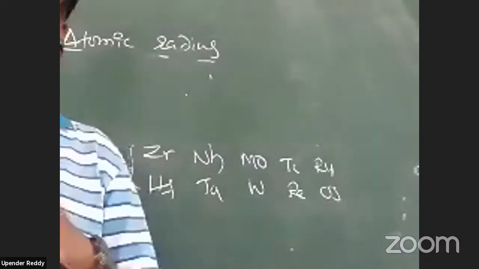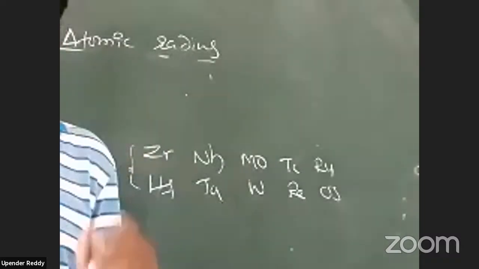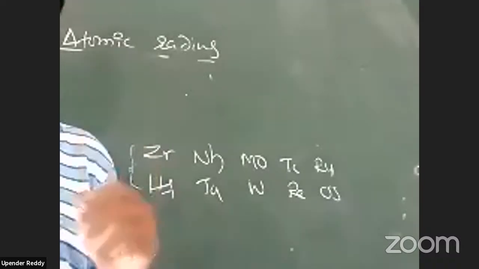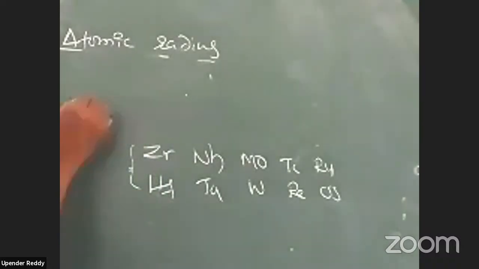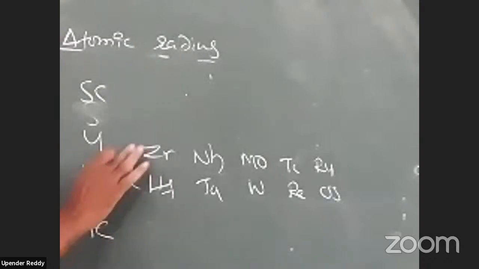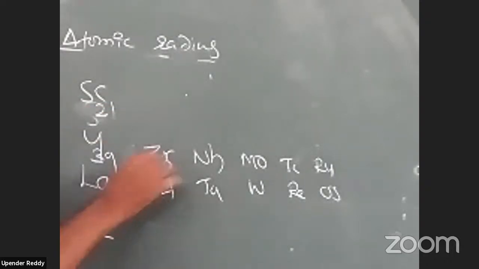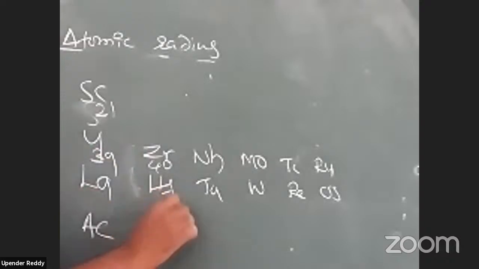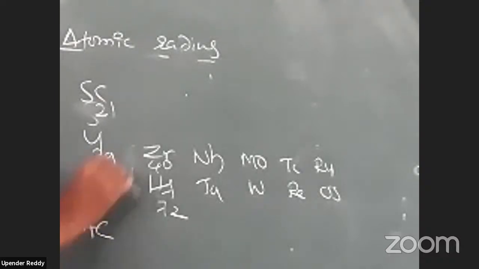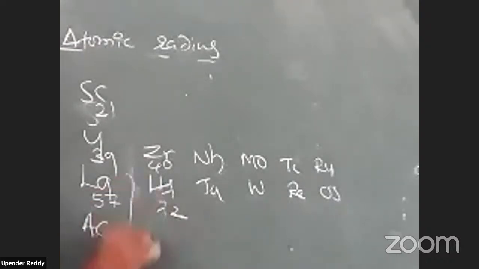This is due to lanthanide contraction. Keep it in mind. Take scandium, yttrium, lanthanum, actinium. Here it is 21, 39, 40, and then 72. But here it is not 72, it is not 71, it is 57. From 57 to 72, what is in between? The lanthanides are there.